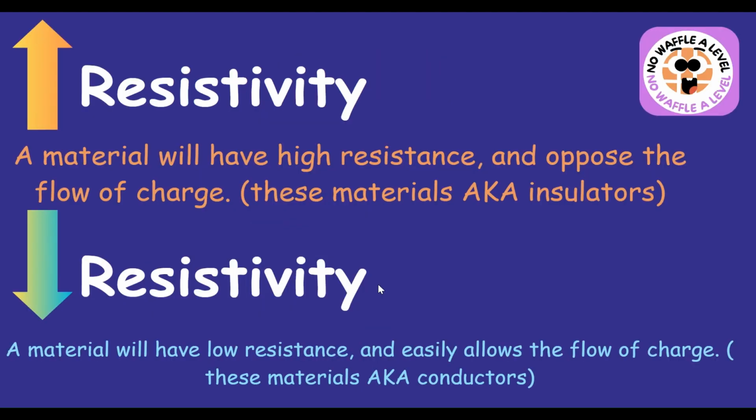So a material has high resistance if it's got high resistivity, and it will oppose the flow of charge. These materials tend to be insulators, whereas materials with low resistivity will undergo lower resistance and therefore a greater flow of charge, and they are conductors.